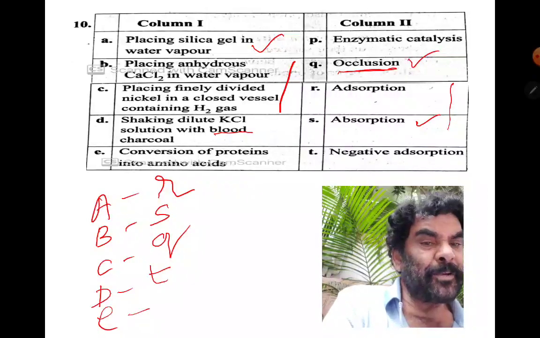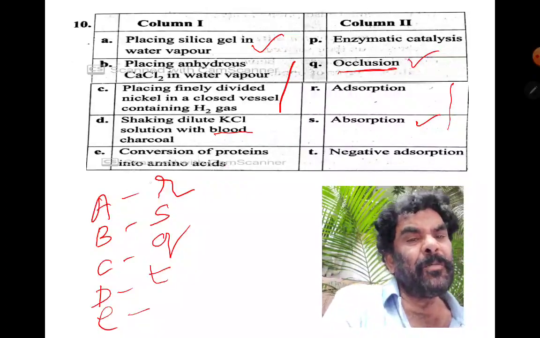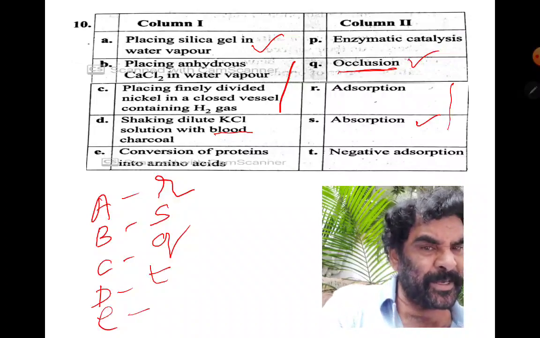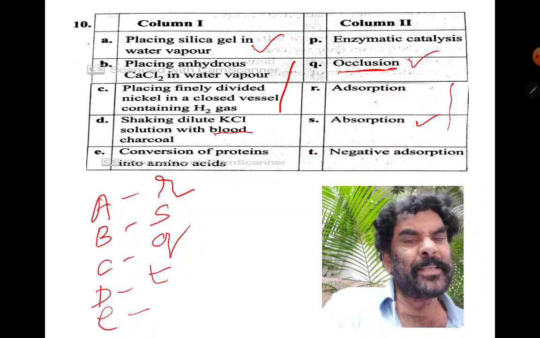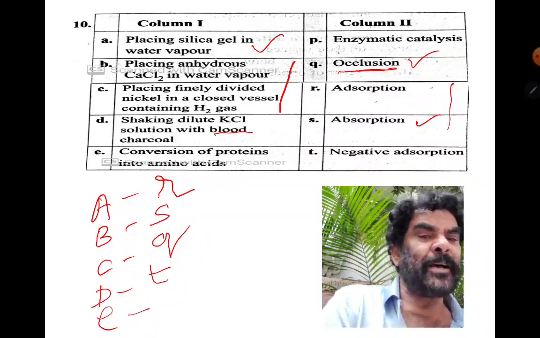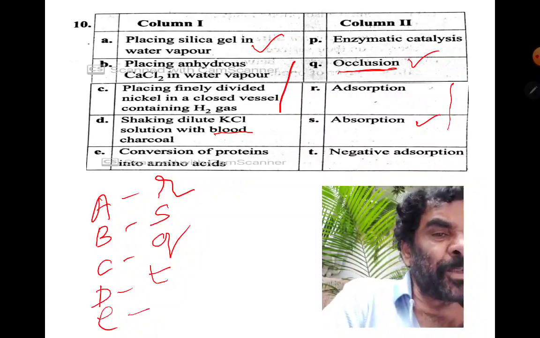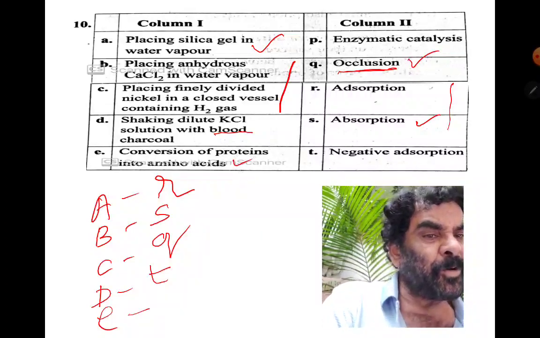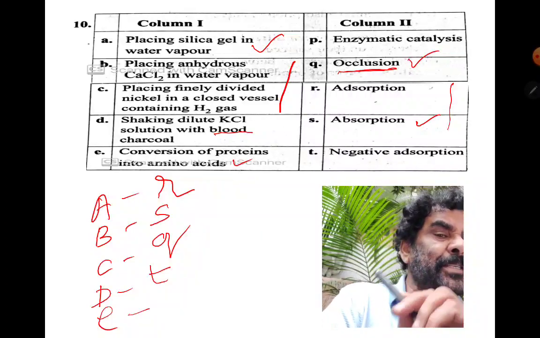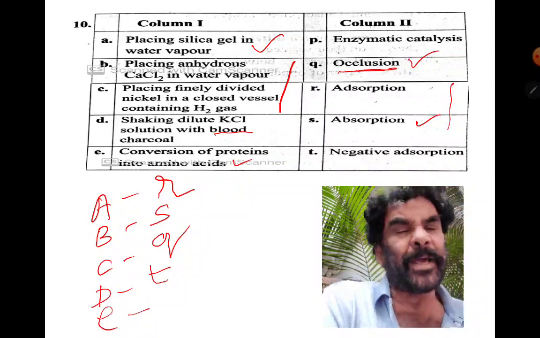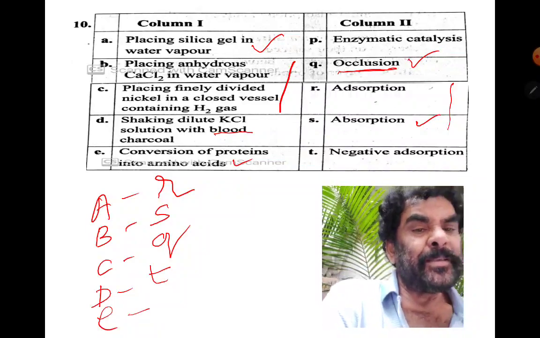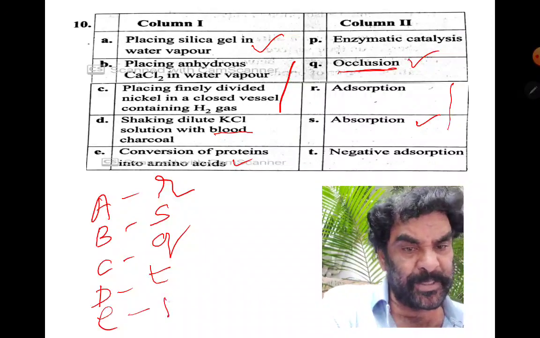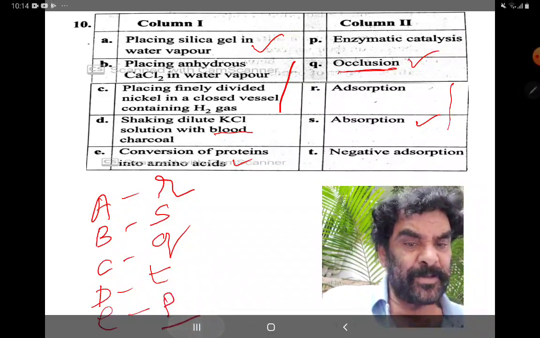Conversion of protein into amino acids. Protein is a polymeric material. Enzymes, organic biological material, catalyze the breaking of proteins into their constituent particles. Amino acids are the monomers of the proteins, which are considered biological polymers. So this is enzyme catalysis. This is P, correct.